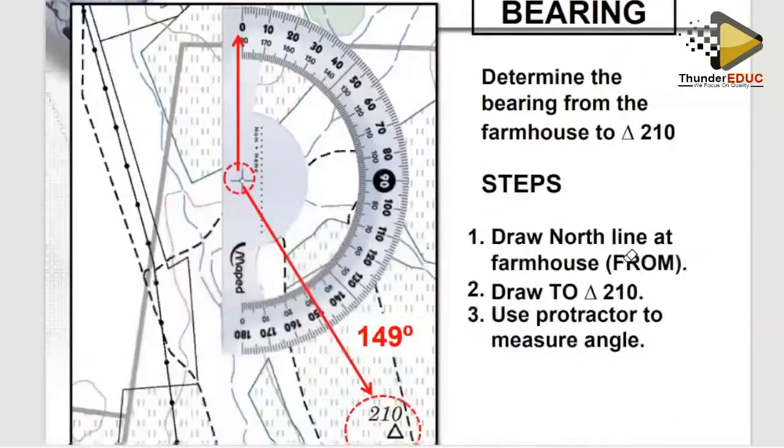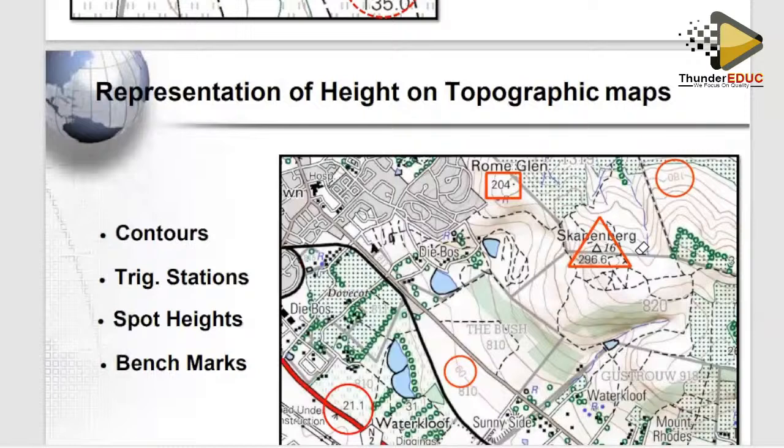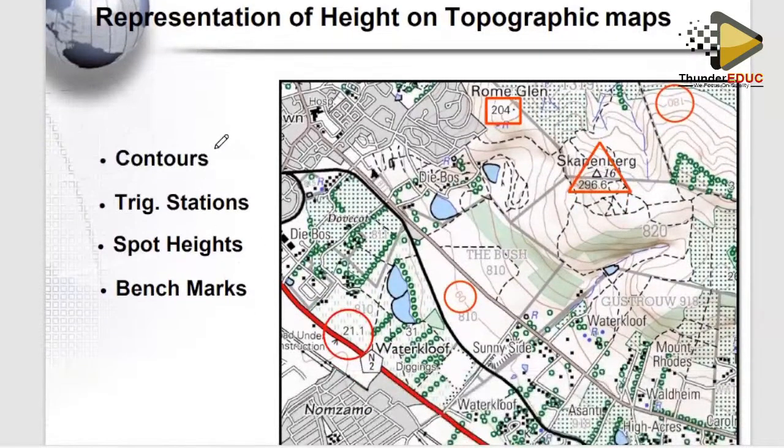Right, we move on to another concept, representation of height on topographic maps. We have clues or indications of height on topographic maps. For you to be able to figure out the shape of the landscape, you need to understand the clues of height on the map. Which clues do we use to determine height on the topographic map? Like we can see here, we have contours. Contours are one indicator of height. They give us an idea of height on the map.